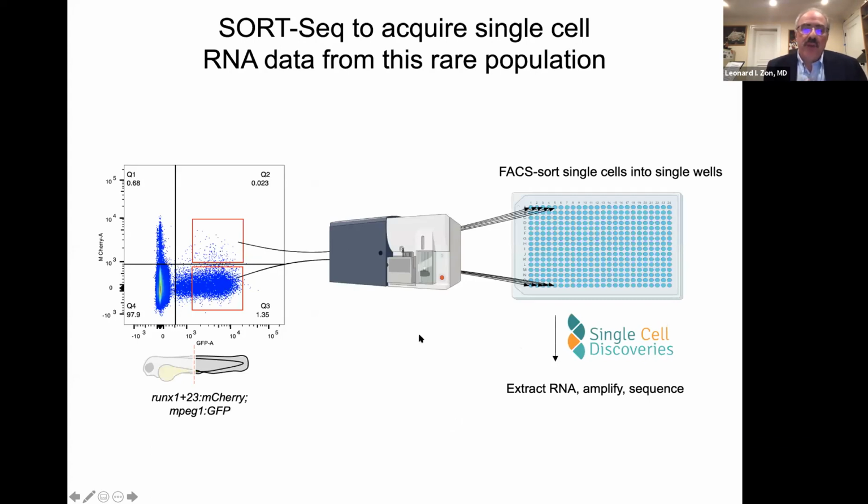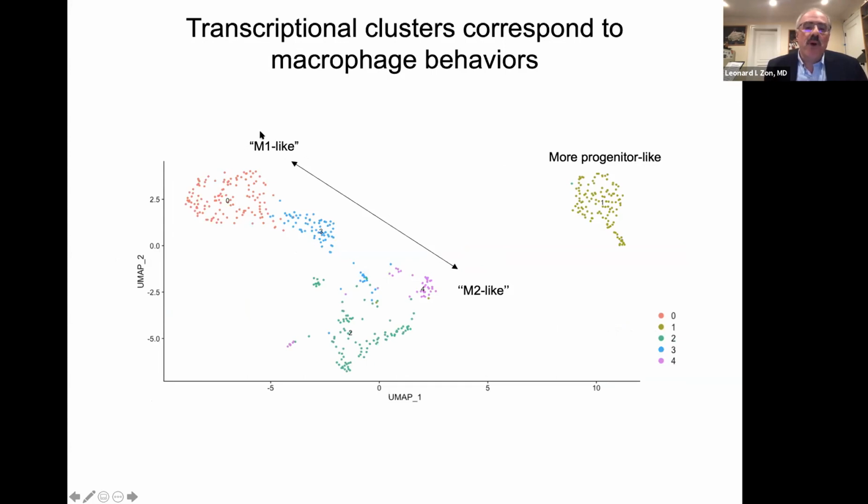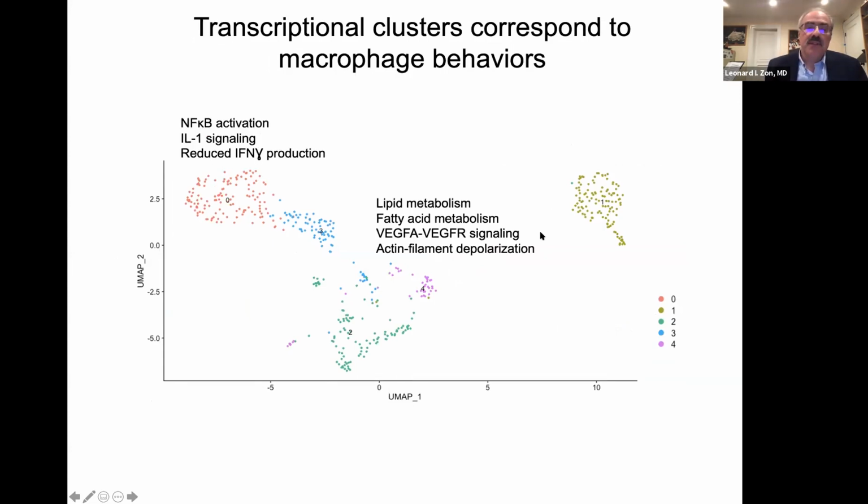So we wanted to understand this a little bit better, and we used a technique called sort-seq, where you actually deposit an individual macrophage in a well, and you're able to actually sequence that particular well. By doing this, you can understand the diversity of the populations of macrophages that are being uncovered. So we're able to see M1-like and M2-like macrophages, and even a progenitor-like population. And when we look at the populations, you can see these particular ones are activated and inflamed, whereas this population is the one that's active for lipid metabolism, and it's also active in other things that make you think these are the populations that are eating.